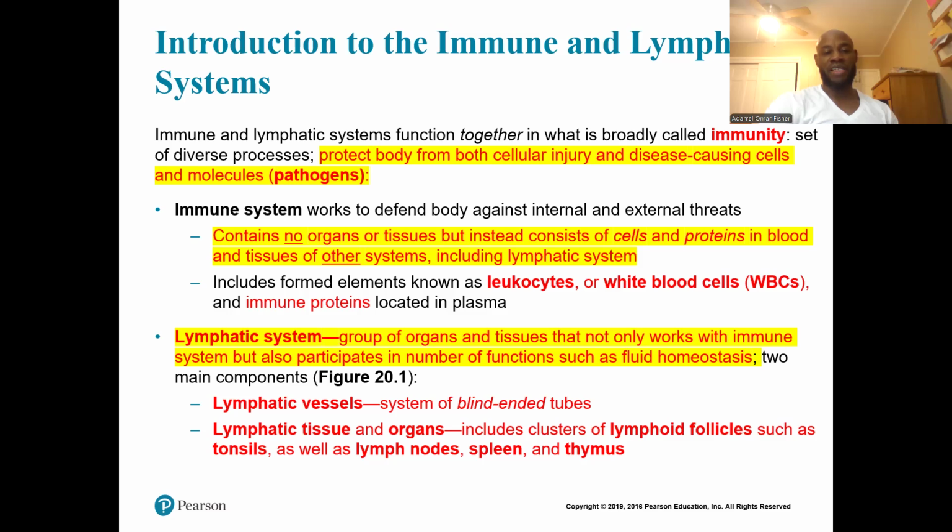We also have the lymphatic system, which does contain organs and tissues that help remove pathogens. The lymph nodes, the spleen, and the thymus also have other functions in maintaining our fluid balance and our fluid homeostasis, so we make sure we have enough fluid in the body. Not only do the kidneys help make sure we have enough fluid in our bloodstream, but also the lymphatic system as well.